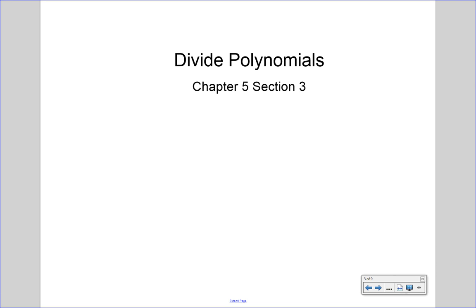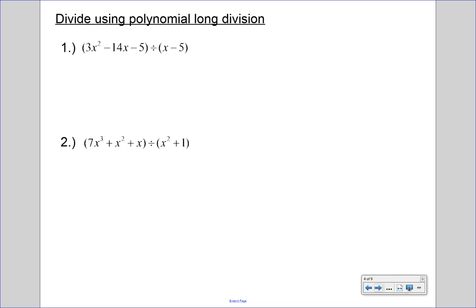Going to be talking about dividing polynomials. So the first way we divide polynomials is we can use long division. This is very similar to long division with integers. So what we're going to do is write down x minus 5, and we're going to say divided by 3x squared minus 14x minus 5.